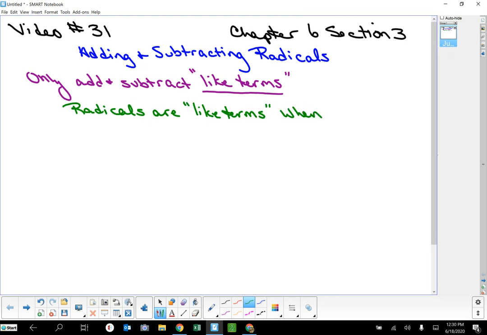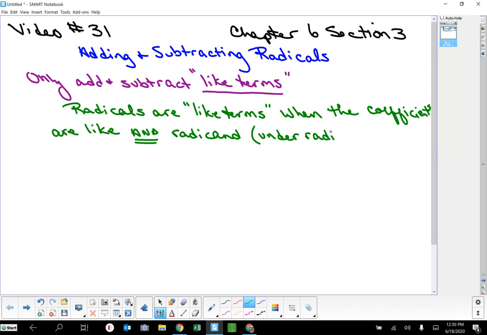when the coefficients, there's an S on there, coefficients are like, meaning numbers and/or variable combinations, and the radicand, what's underneath the radical, must also be like. Okay, so here's an example of like terms.